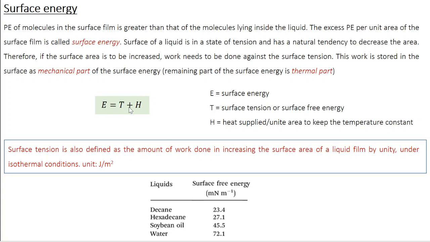So you can have one more definition of surface tension with this understanding. Surface tension is the amount of work done in increasing the surface area of a liquid by unity under isothermal conditions. So this is work done per unit area. So the unit is joule per meter square.